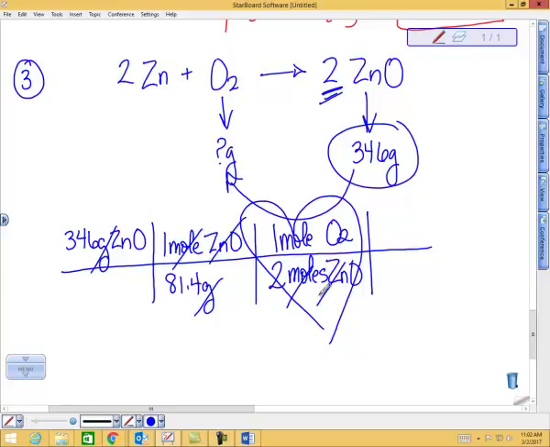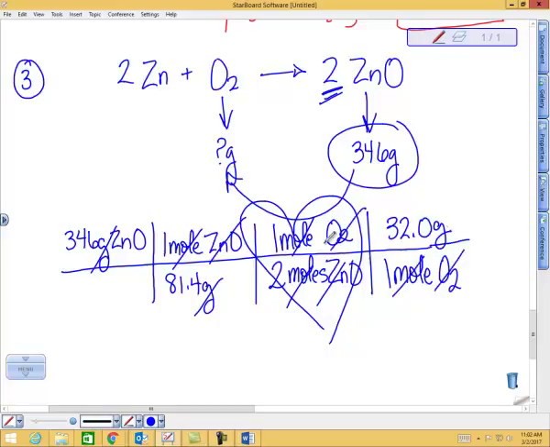Always follow your stuff. All right, they want us to get to grams of oxygen. So O2, that is the formula. Don't think that I'm talking about oxygen atoms. I'm talking about oxygen molecules. So what's the molar mass of O2? 32.0. So each mole, cross-cancel moles, right? Each mole of O2 weighs 32.0 grams. Just make sure you cross-cancel, okay?